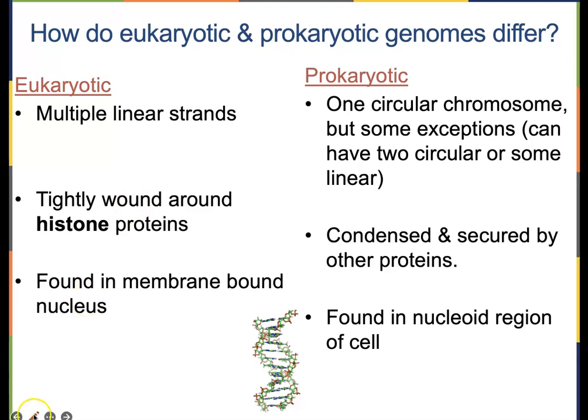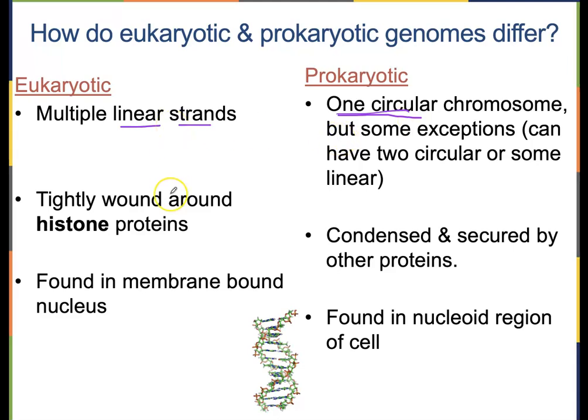Okay, so this is a basic difference between prokaryotic and eukaryotic genomes, right? In eukaryotic genomes, we have many linear strands of DNA, which we call chromosomes. So we have 23 pairs of chromosomes for humans, right? So we have 23 pairs of linear strands of DNA inside our nucleus. For prokaryotic cells, they generally have one circular chromosome, but there are some exceptions. But for this class, we'll just think of it as one circular chromosome.